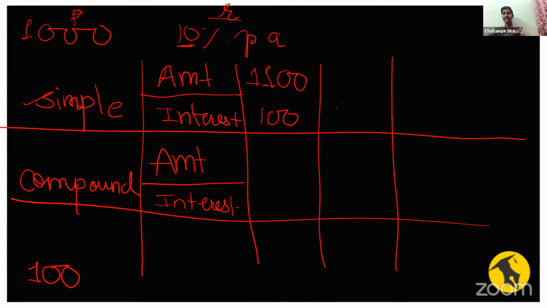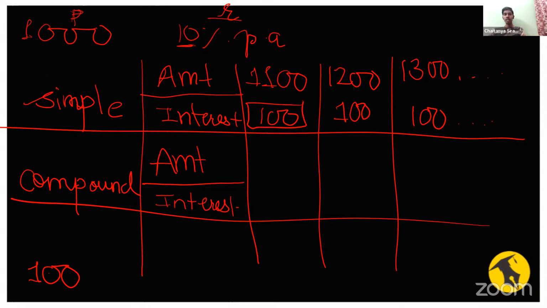For next year, I'll get the same interest and now my amount would be 1200. For third year, again 100, then 1300 and so on. So what happens in simple interest is that you get a fixed interest on your principal. I'll repeat. You get a fixed amount of interest on your principal. So if I decide I'll put 1000 rupees tomorrow or 10,000 rupees tomorrow, whatever simple interest I get over the years will be same.